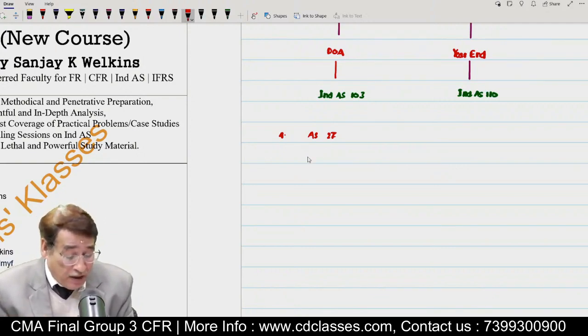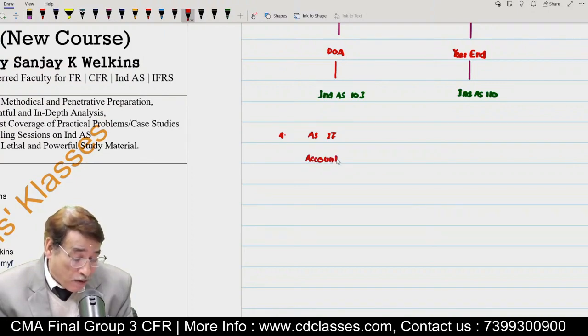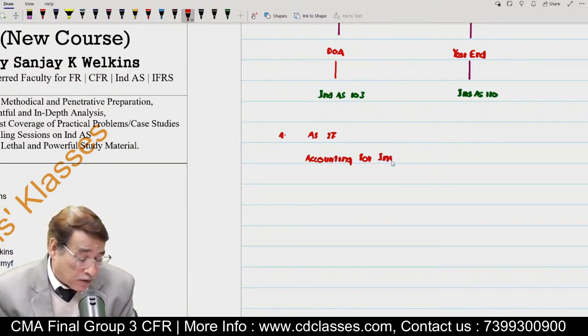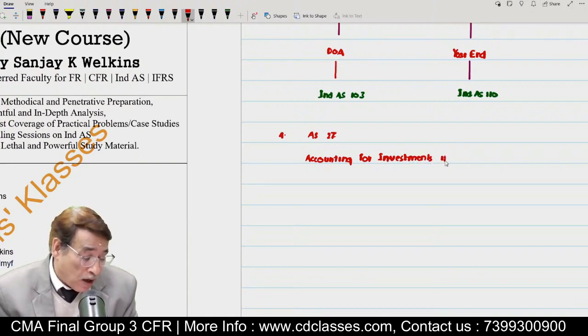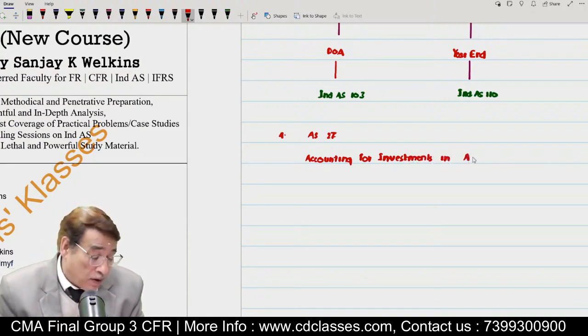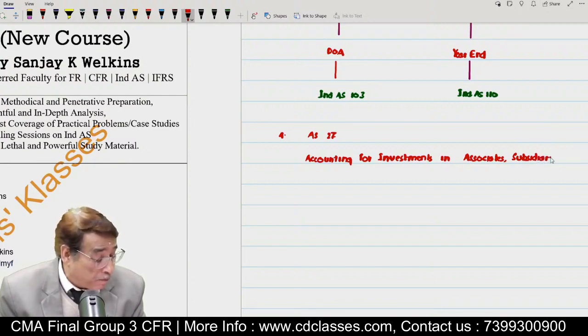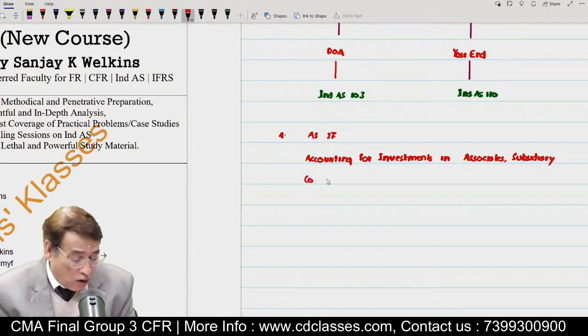Ind AS 27 states that, first of all, it deals with accounting for investments. It deals with accounting for investments, no doubt about that. It deals with accounting for investments in associates or subsidiary companies. And I do not want to confuse you, but you also write here, and also investments in joint ventures.